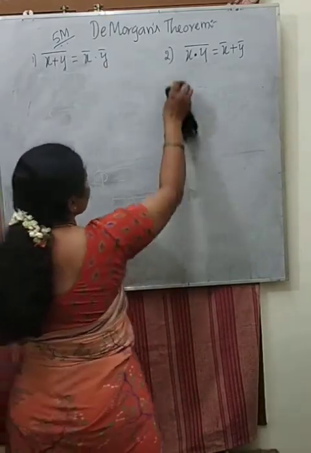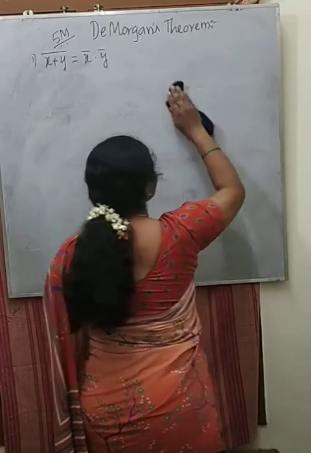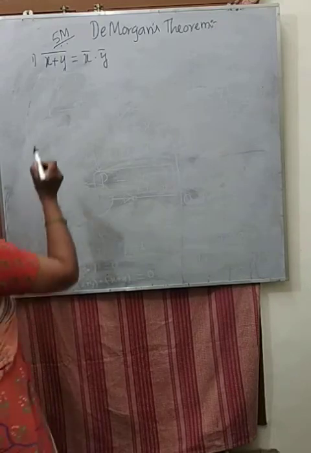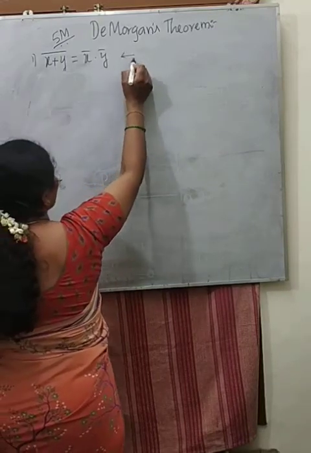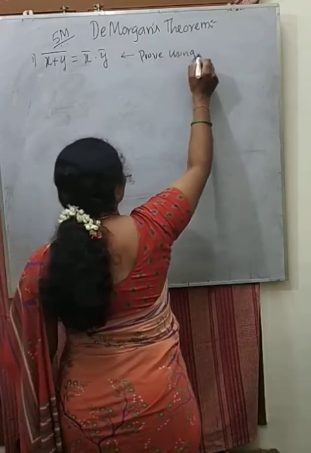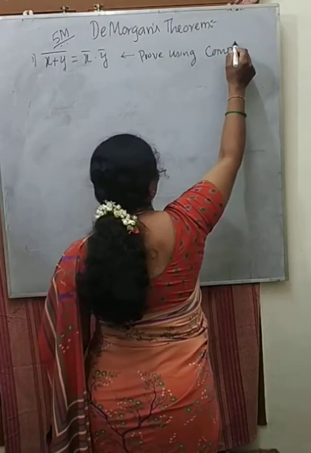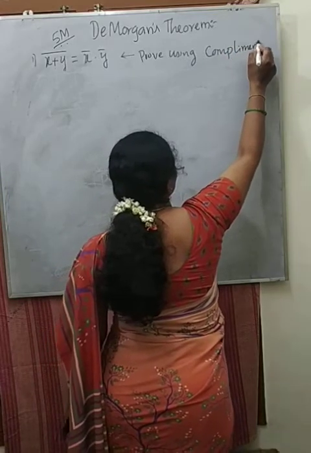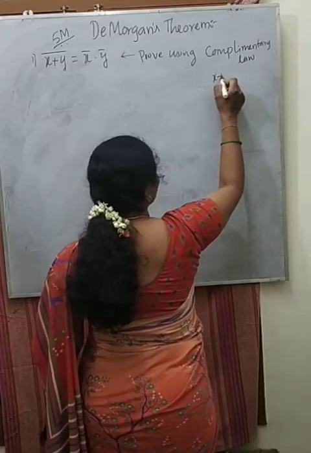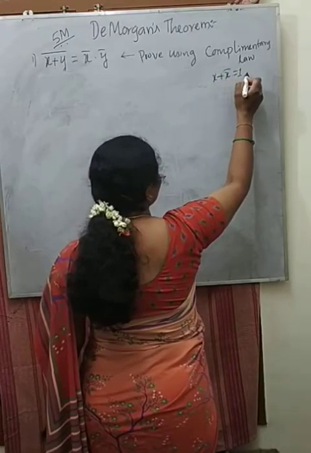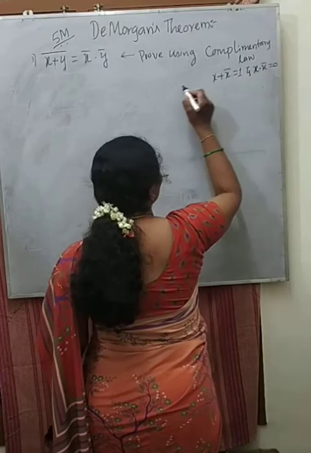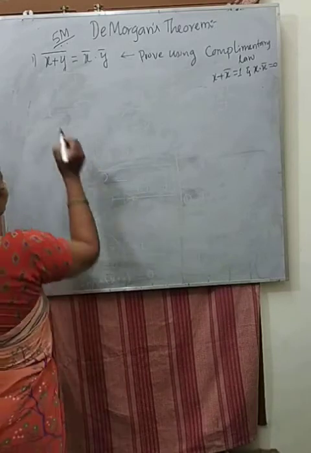Okay. First, today we will discuss the first theorem. In the next class, we will discuss the second theorem. So, this we can prove with which law? Prove using complementary law. What is the complementary law? X plus x complement equal to 1 and x into x complement is equal to 0.